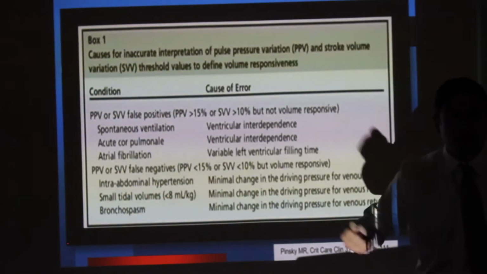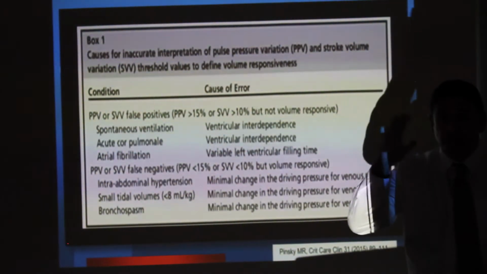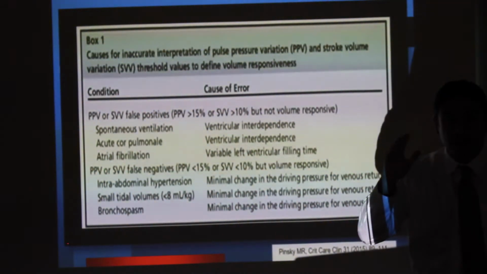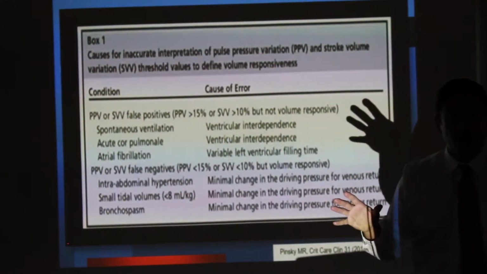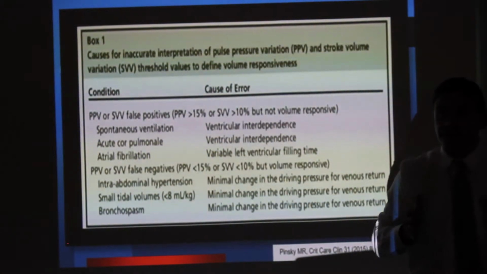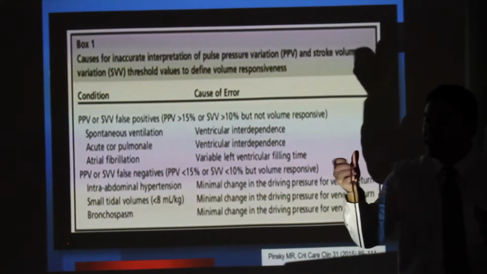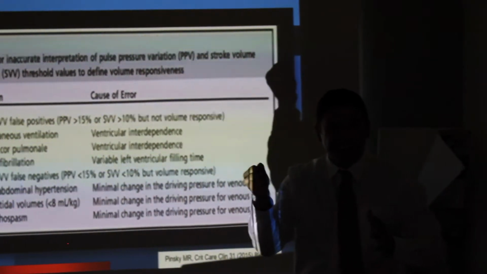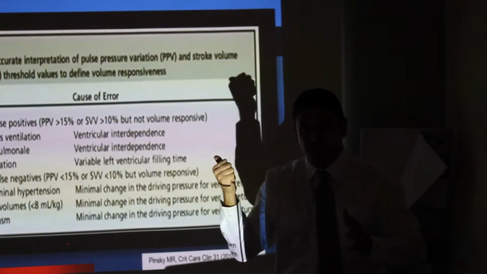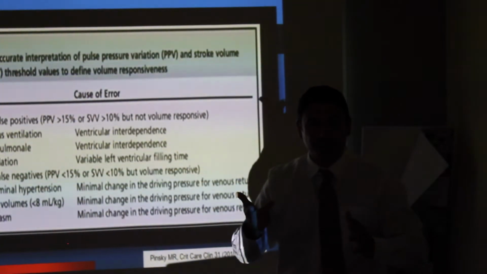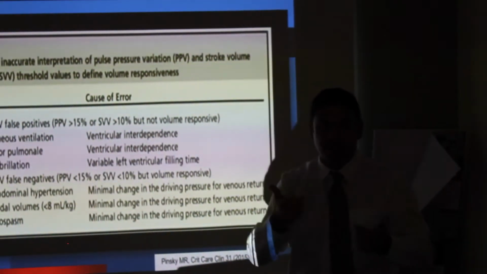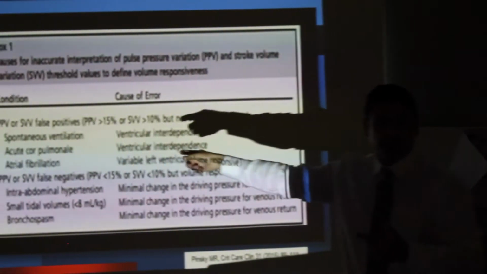You still need to get this probe and look at the RV. If the RV is big, is dilated, then the pulse pressure variation or the stroke volume variation doesn't have any value. If you have somebody with cor pulmonale or massive PE, the LV is going to be hungry. But pulse pressure is going to give you a falsely elevated number. You don't want to give fluid there, because it's a falsely positive test.